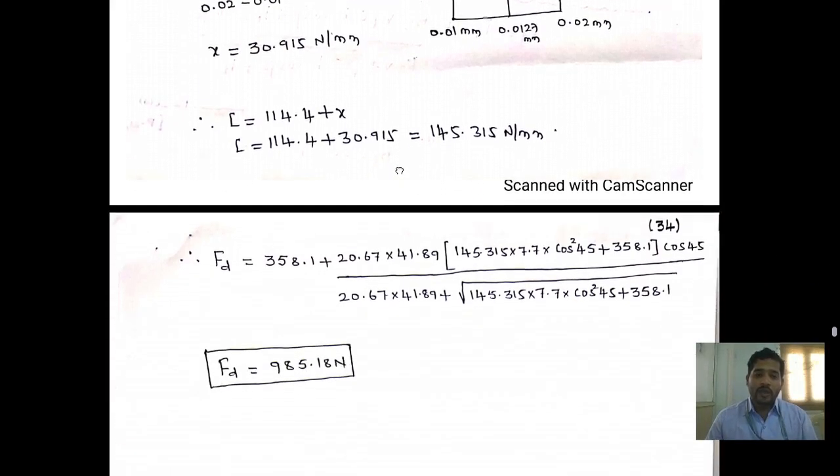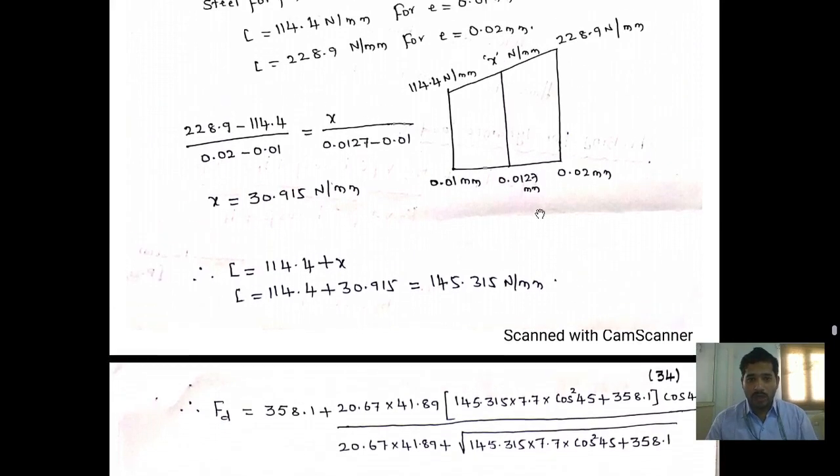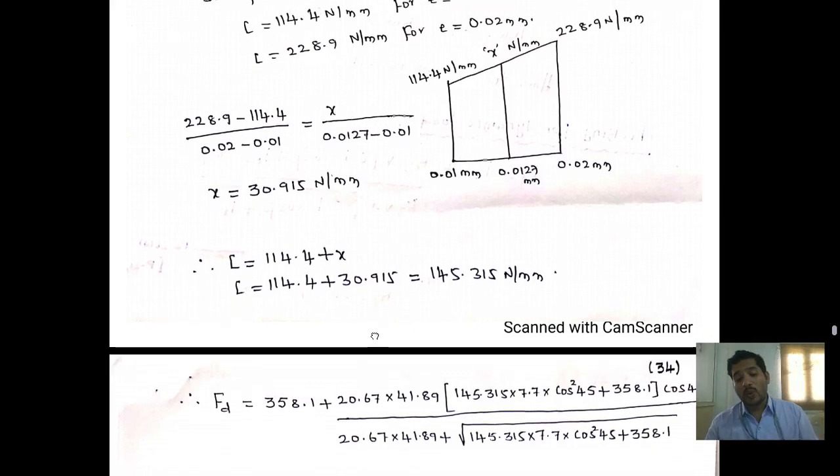After that, we need to find out the value of C. Just substitute over here. C for the pinion is equal to 114.4 plus x, where x value is 30.915. If you add this value, then you will get 145.315, because we are designing on the pinion only, because here the pinion is the weaker section.